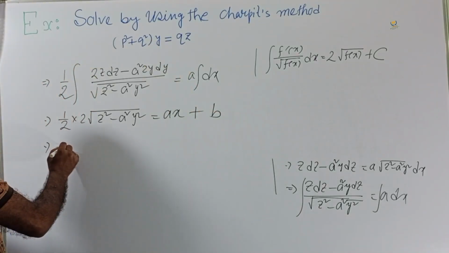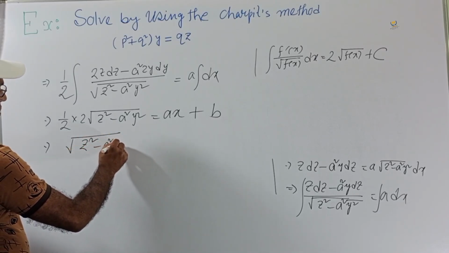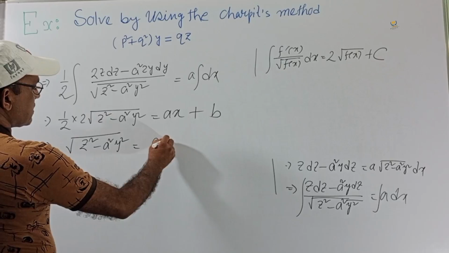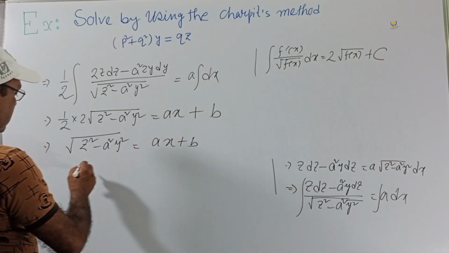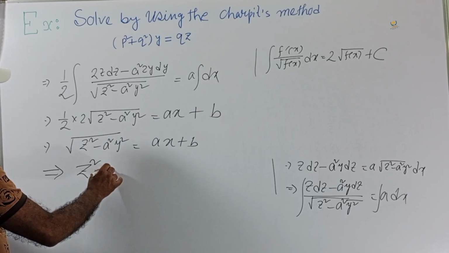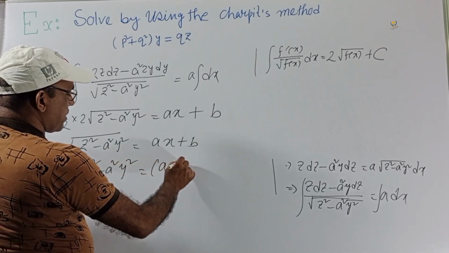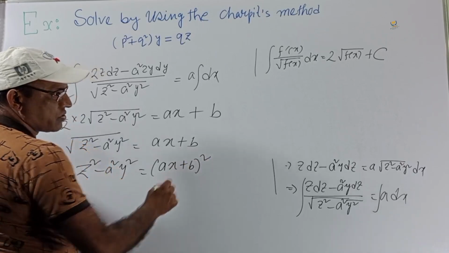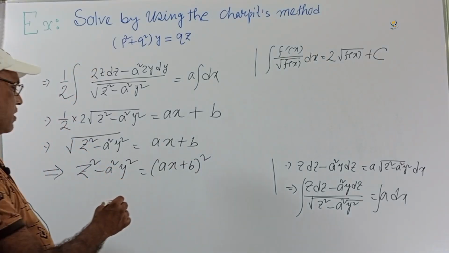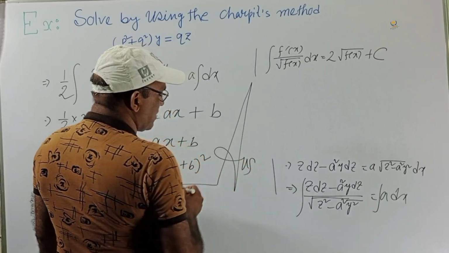Next the 2 cancels, z square minus a square y square, this is ax plus b. If we square both sides, then this root will be cancelled, and this is ax plus b whole square. We get this one, and this is the final answer.